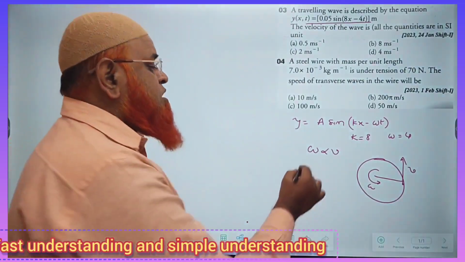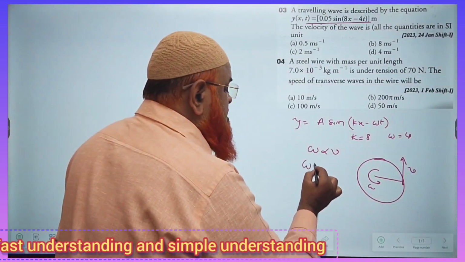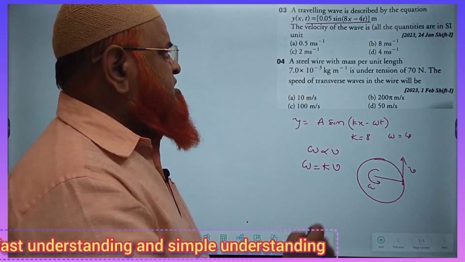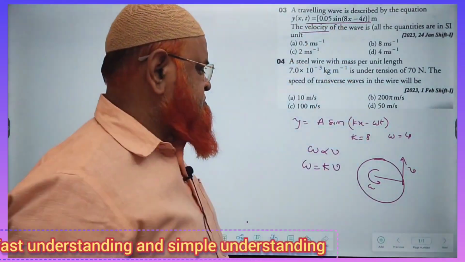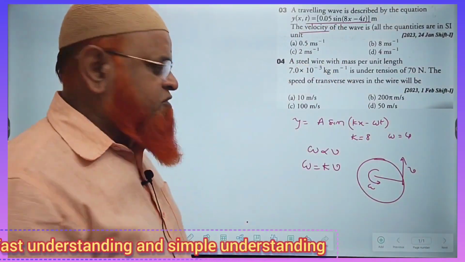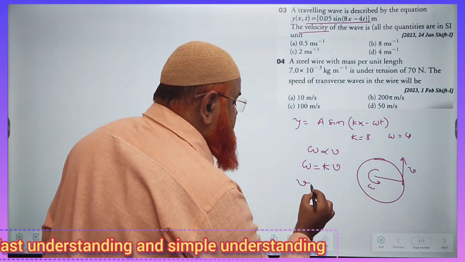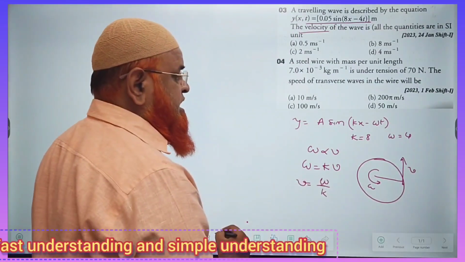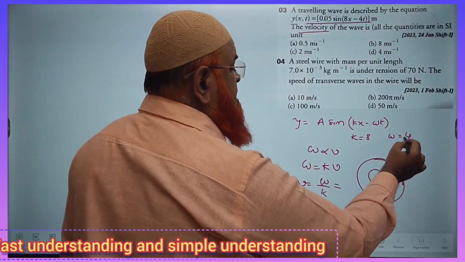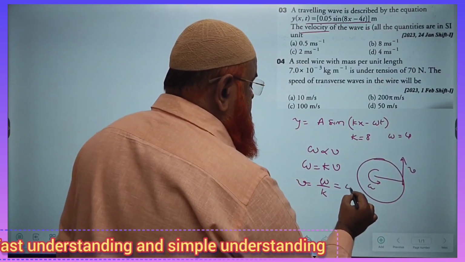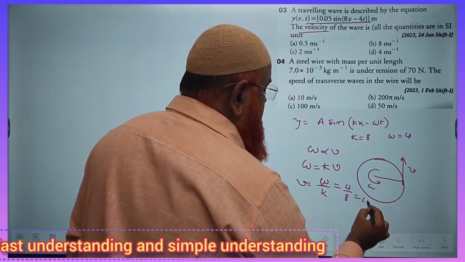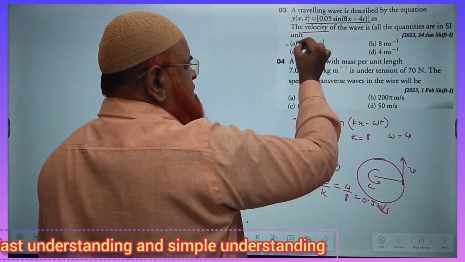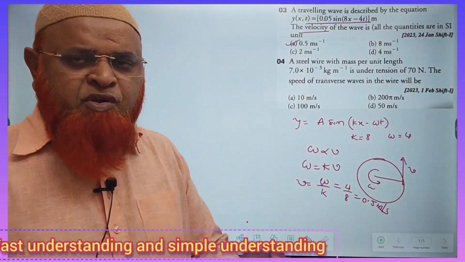That's it. Then what you will do? If you remove the proportionality, you will get a constant, that is k. And in the problem, he is asking us to find out the velocity. Then what is the formula for velocity? Velocity is nothing but omega by k. You all know what is omega, you all know what is k also. So 4 by 8, which is nothing but 0.5 meters per second. Your answer is ready. So super simple way I am going to explain you.